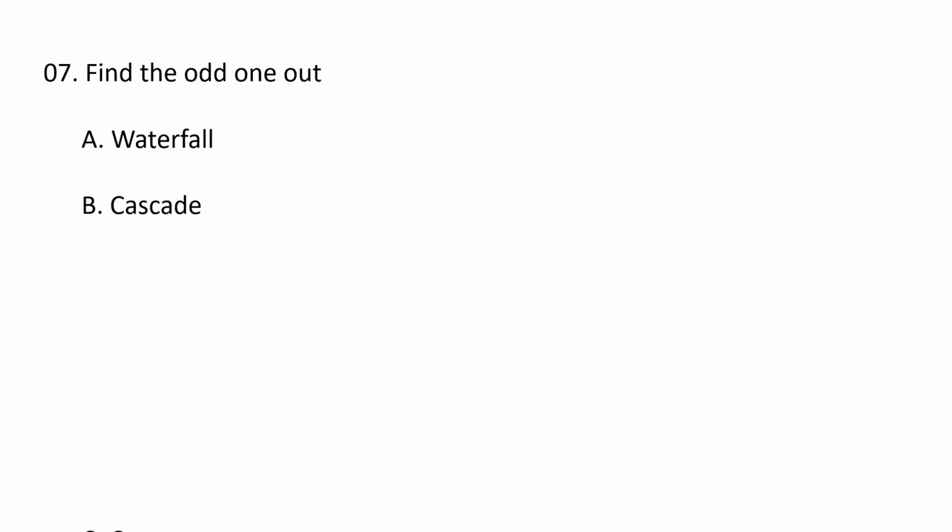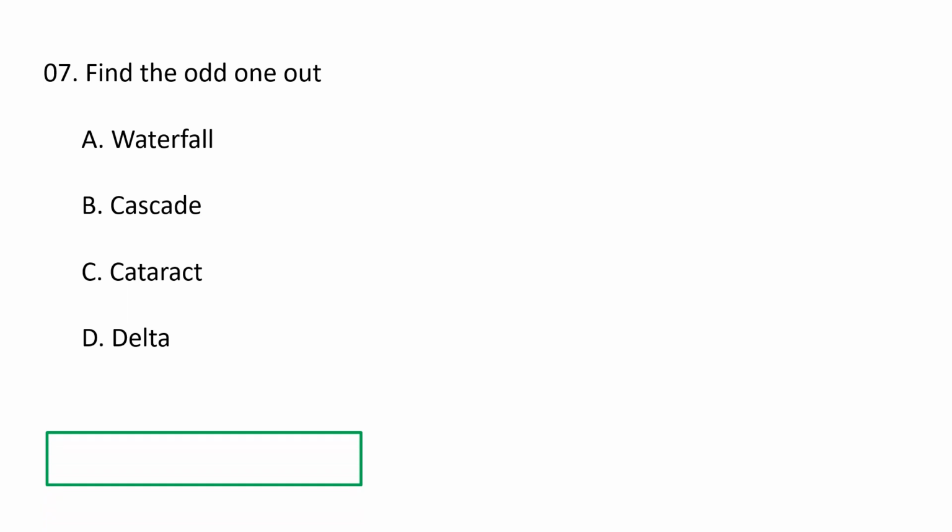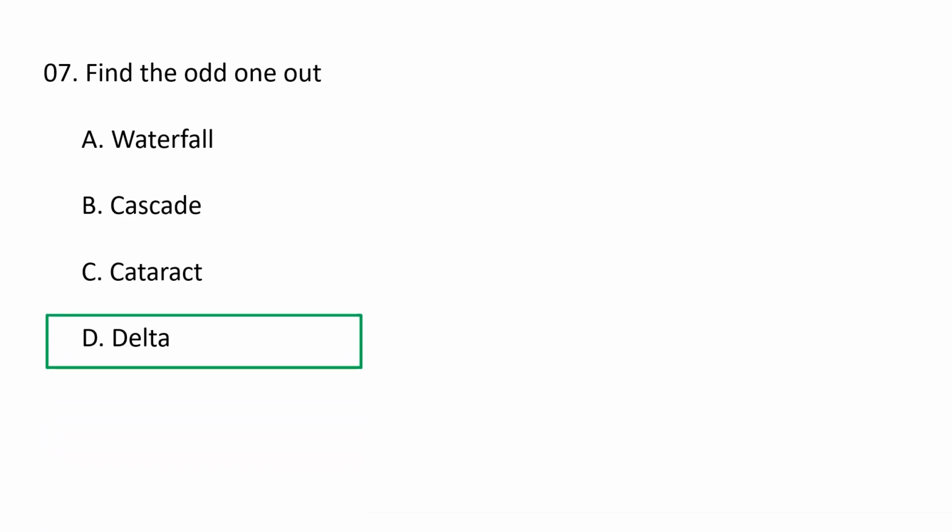Next question. Find the odd one out. A. Waterfall, B. Cascade, C. Cataract, and D. Delta. So the correct option is D. Delta. All these are formed during the initial stages, like waterfall, cascade, cataract, whereas the delta is formed during the final stage of the river cycle.